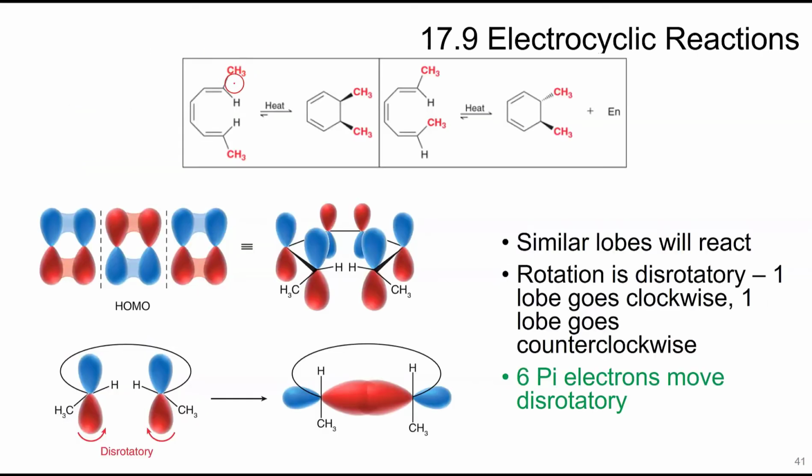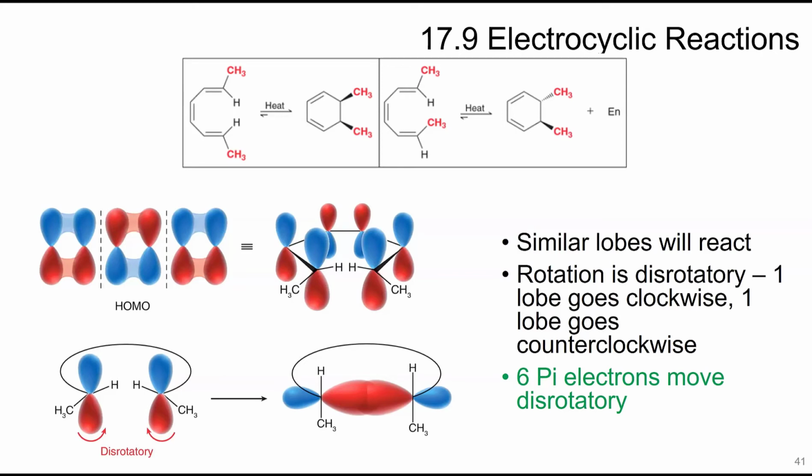If we have these CH3 groups that are pointing outwards of each other, when the reaction closes the ring up, we get the cis. If one is pointing in and one is pointing out, with heat, you get the trans. And this can be explained using molecular orbital diagrams. So similar lobes are going to react with each other.